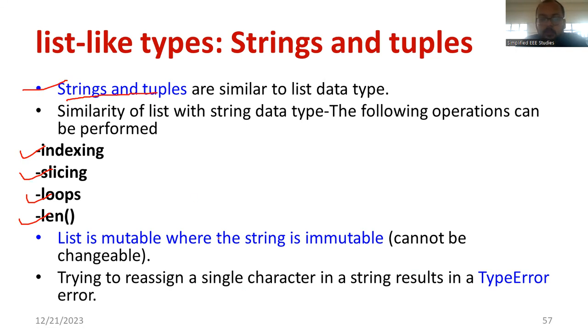One important parameter is that list is mutable. So we can change the items of a list at any point of time by using the necessary method. But a string is immutable. We cannot change that particular string. That is a difference. What will happen if you try to change any one of the elements present inside the string? Yes, of course, you will get a type error. A type error will happen if you try to reassign a single character in a string. But with a list, there is no issue.